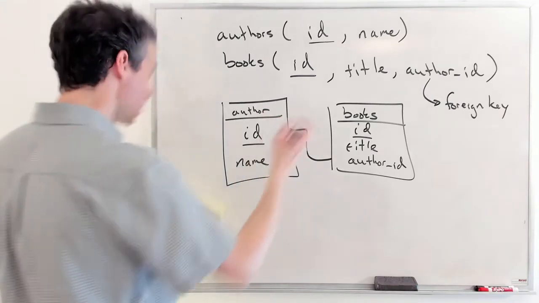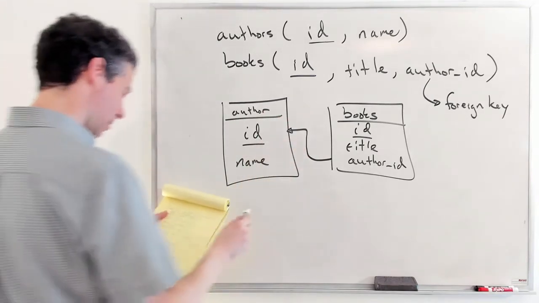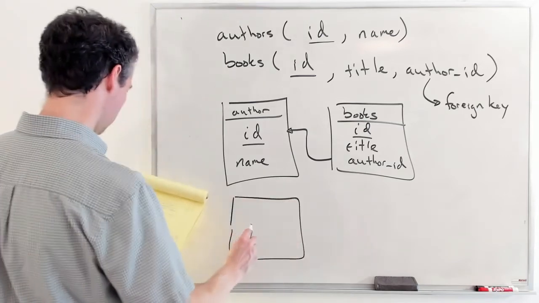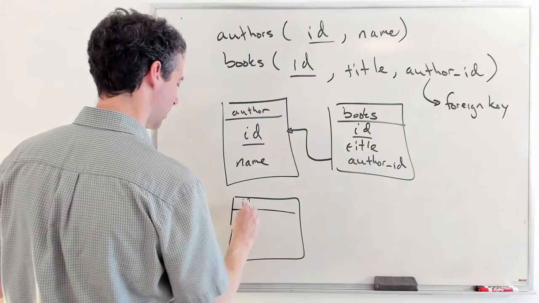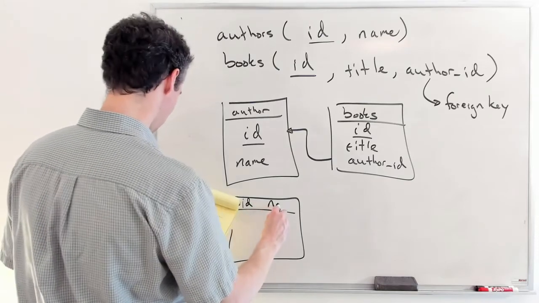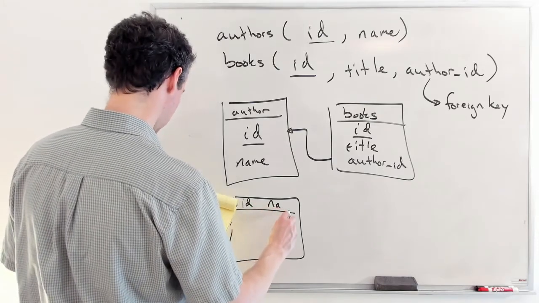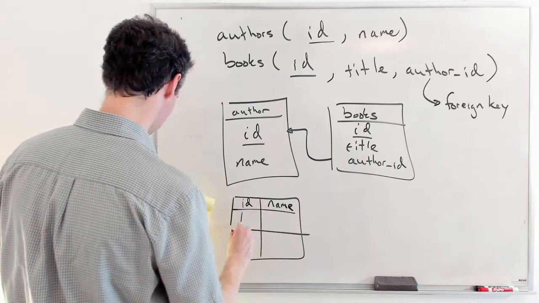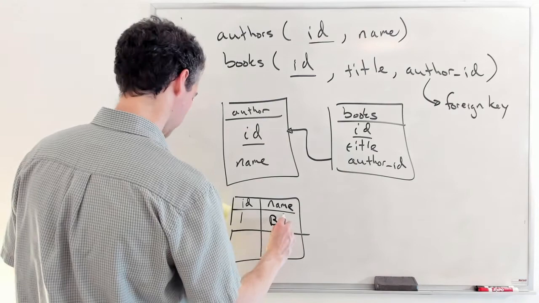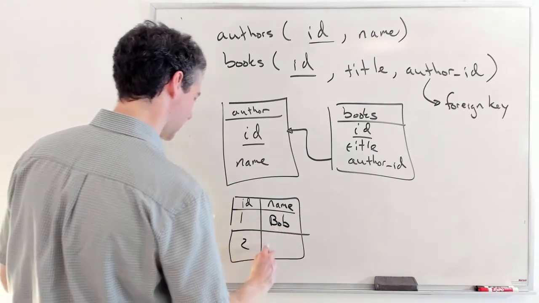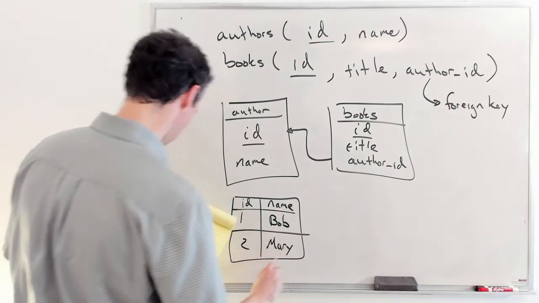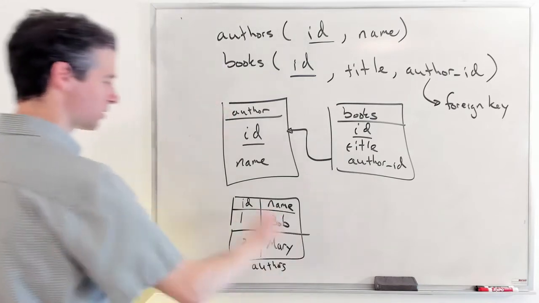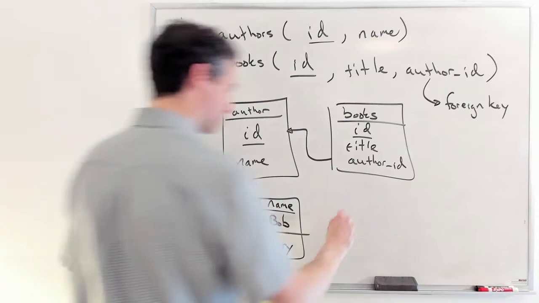And of course, we can have this as an example filled with real data. So if you wanted to, we could have an ID, we could have name, and we could have author 1 be Bob, author 2 be Mary. This is our authors table, an actual instance filled with data.